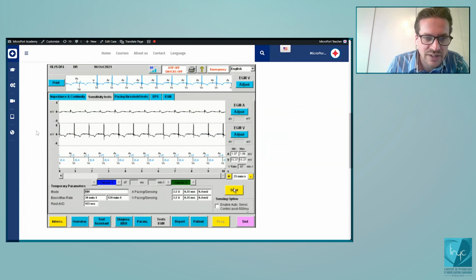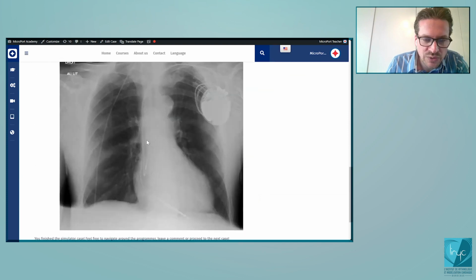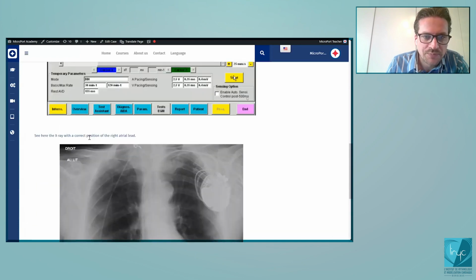I'm sorry for that. So here we have the programmer screen just after, and you can now appreciate the atrial sensed markers on the EGM on top. And if we do sensitivity tests, we can also see the more normal atrial EGM with atrial sensing and ventricular sensing at the same time. And then if we do a checkup the next day with an X-ray of the chest, we can appreciate that now the atrial lead is where it should be.